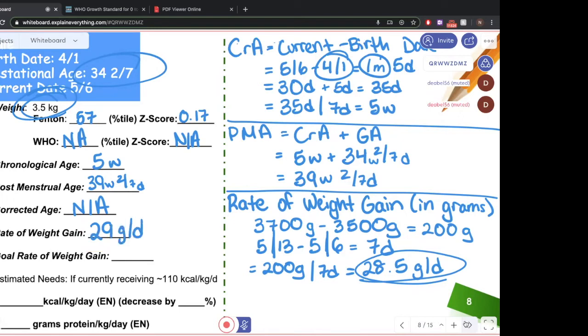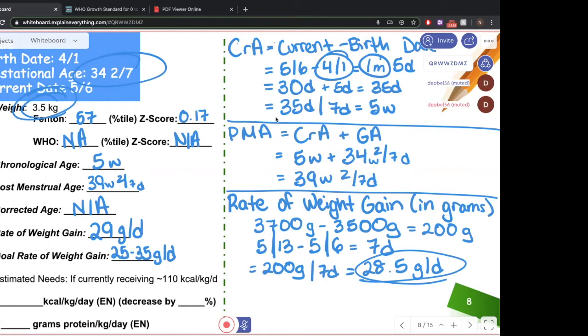Now let's take a look at the goal rate of weight gain. For the goal rate of weight gain for this infant, we know from our previous classes that for an age of 0 to 3 months, like in this infant's case here, the goal rate of weight gain is between 25 to 35 grams per day. This infant is growing at a proper rate of weight gain.